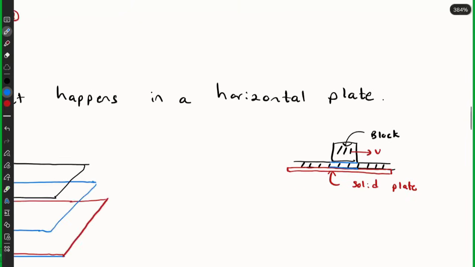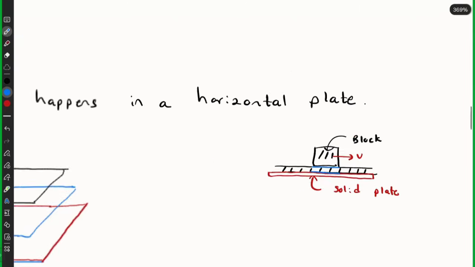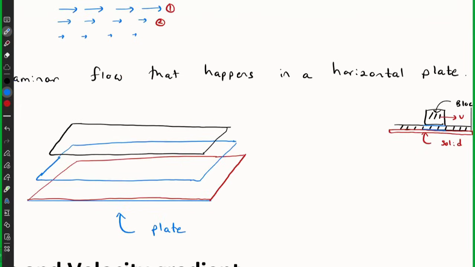So the solid plate is at rest. Therefore, whatever fluid layer is in contact with the solid plate is going to be what? At rest. But the top layer of the fluid that is connected with the block is going to have the velocity of the block itself, right? So now I'm going to mark the velocity here as v2 and the velocity here as v1.